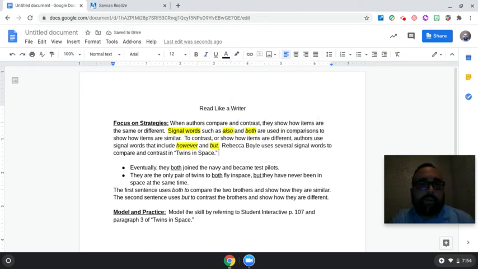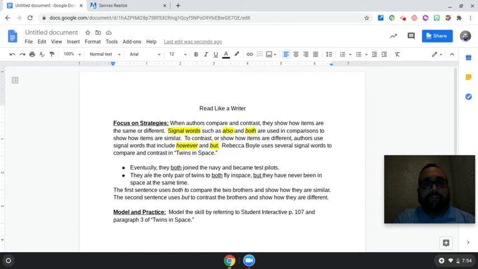And then if you remember, Rebecca Boyle uses several signal words to compare and contrast in Twins in Space. Remember, Rebecca Boyle is the author of Twins in Space. So, she uses also and both, however, and but. Why? Oh, to compare and contrast.